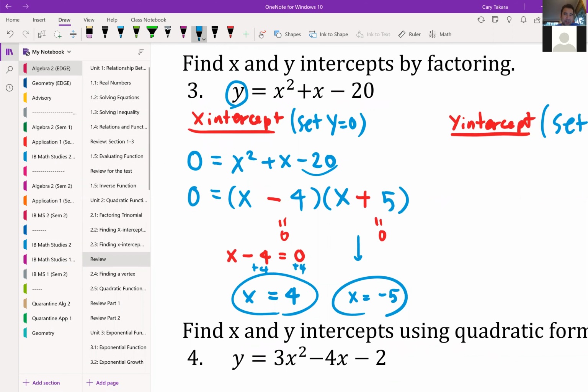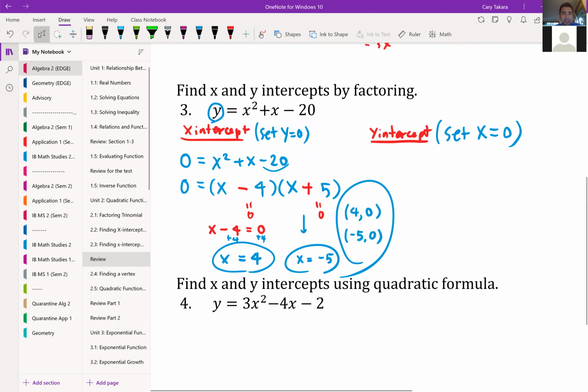Or if you want to answer in coordinates, it will be (4, 0) and (negative 5, 0). Okay, so those are the coordinates for the x-intercepts.